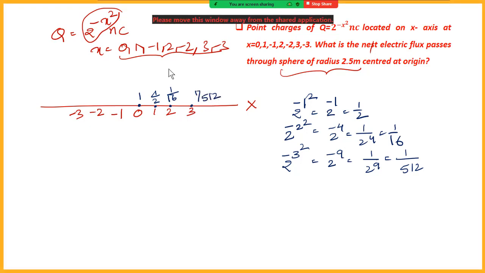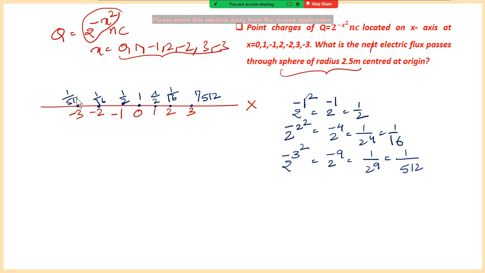Now you take x is equal to minus 1. Even though you are taking x is equal to minus 1, minus 2, minus 3, anyway the square is there, so the same amount of charge you will get. So x is equal to minus 1 means 1 by 2, x is equal to minus 2 means 1 by 16, x is equal to minus 3 means you will get 1 by 512. In this way the charges have been distributed on the x-axis. So this is the given thing.